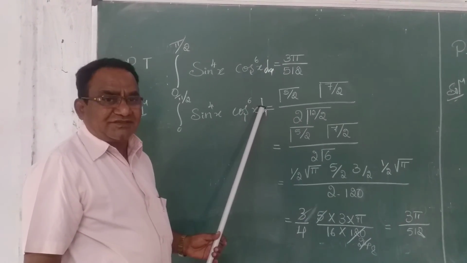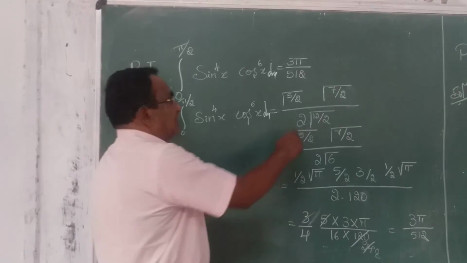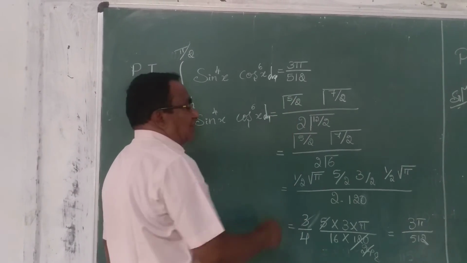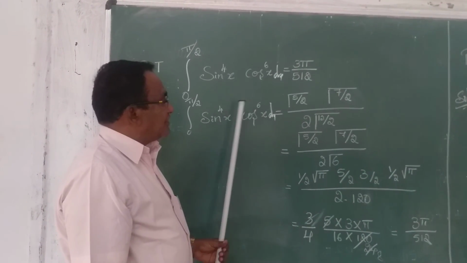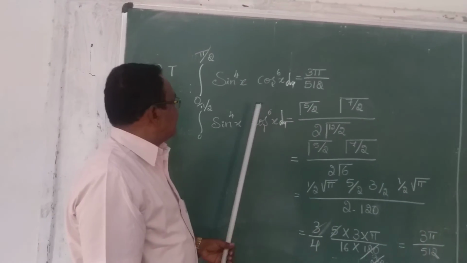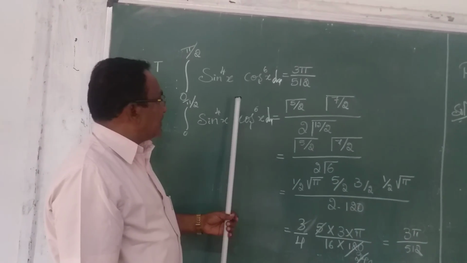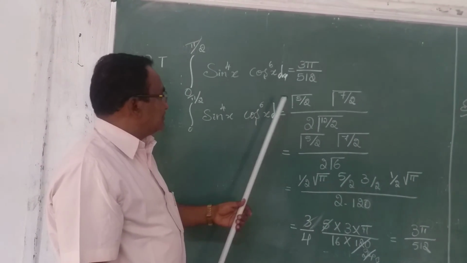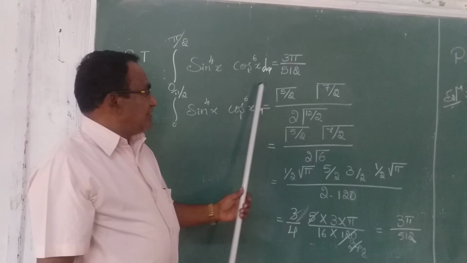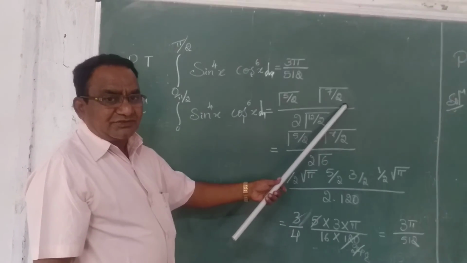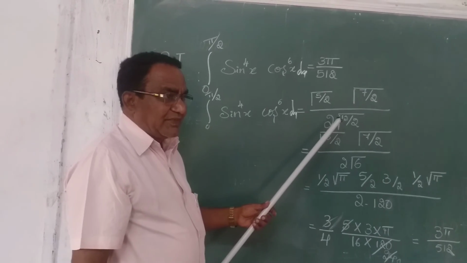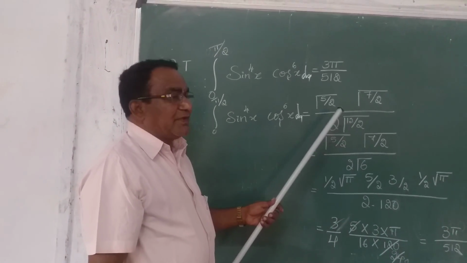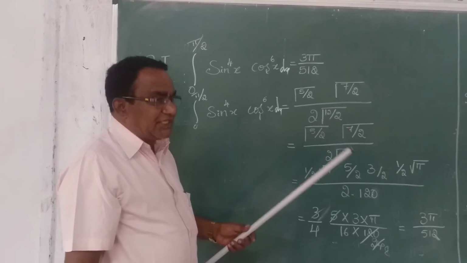By the above result, it is equal to gamma of (p plus 1) divided by 2. It is (4 plus 1) by 2, that is 5 by 2. Next, (q plus 1) by 2, that is (6 plus 1) by 2, 7 by 2. Gamma 7 by 2, whole divided by 2 times gamma of (p plus q plus 2) divided by 2.